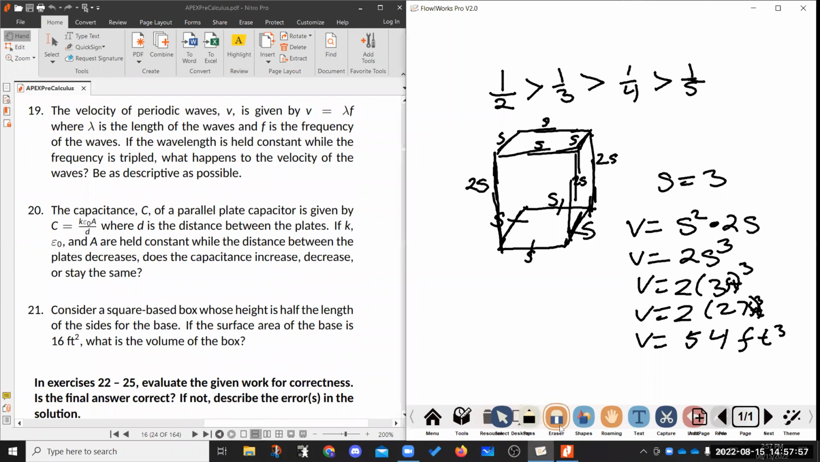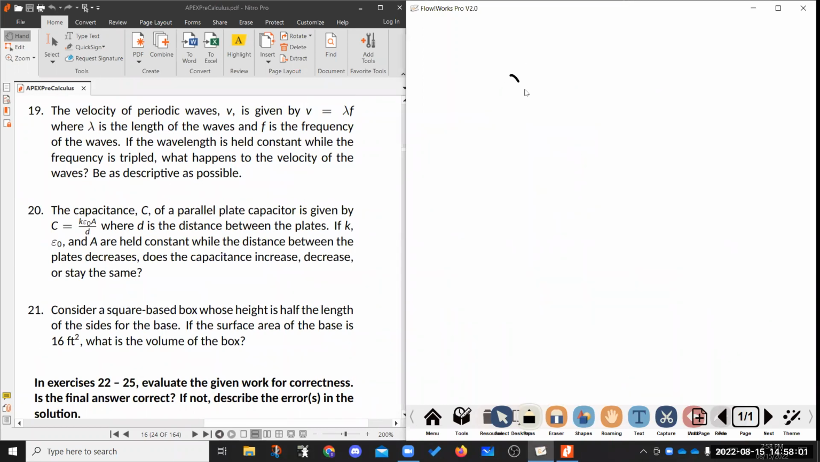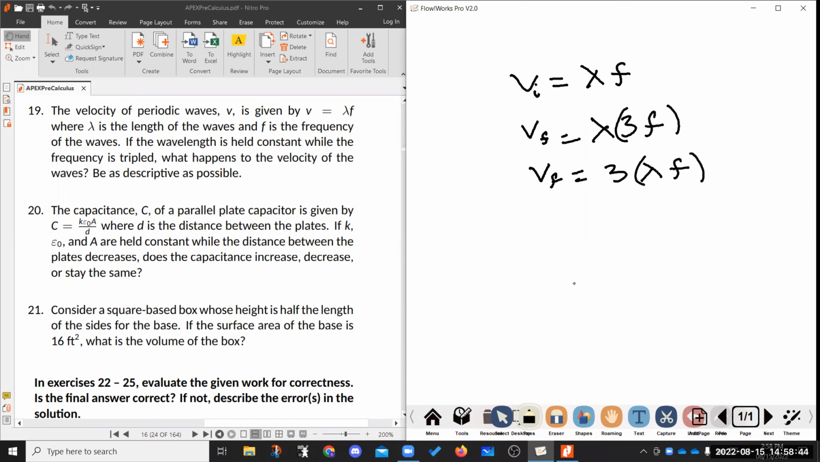Velocity of periodic waves, V, is given by the formula V is equal to lambda, that's wavelength, times F, frequency. If the wavelength is held constant while the frequency is tripled, what happens to the velocity of the waves? Well, I gave away the answer, but let's just say this is our V initial. Our V final is going to be lambda, and I'm going to triple this, change the order of multiplication, put some parentheses in there. So that's 3 times my initial, right? So when I multiply frequency by 3, I'm multiplying velocity by 3.